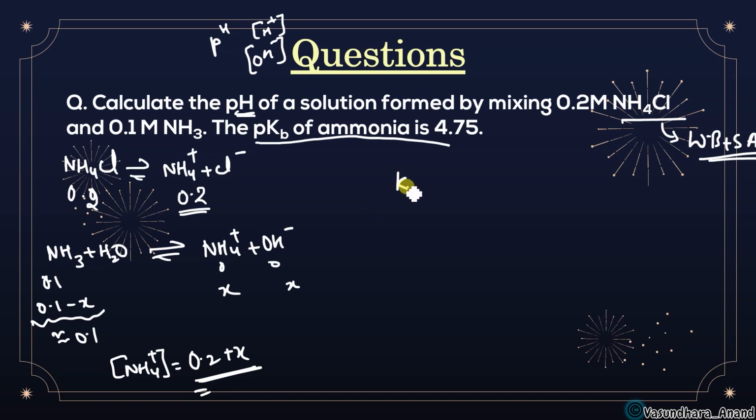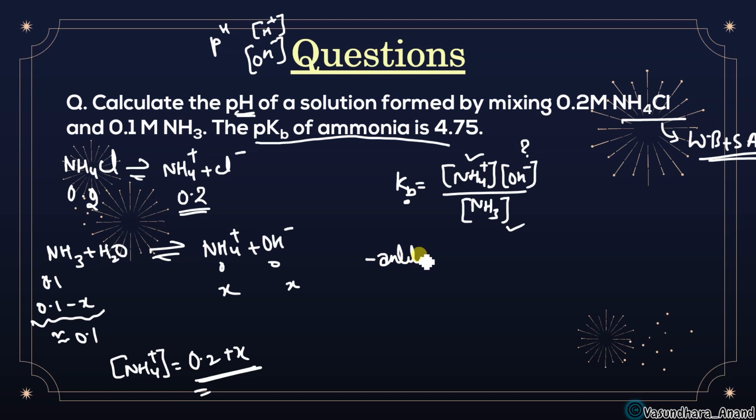So if you are asked to find Kb, what is the Kb formula? From this equation you can find: Kb is NH4 plus, OH minus upon NH3. Yes. So here this one is given, this you have to find, and this one is also given, but the problem here is that pKb is given, it's not Kb. So Kb is equal to minus anti-log of pKb, that is, minus anti-log 4.75. Can I write like this instead? Yes. Is equal to NH4 plus concentration given here.